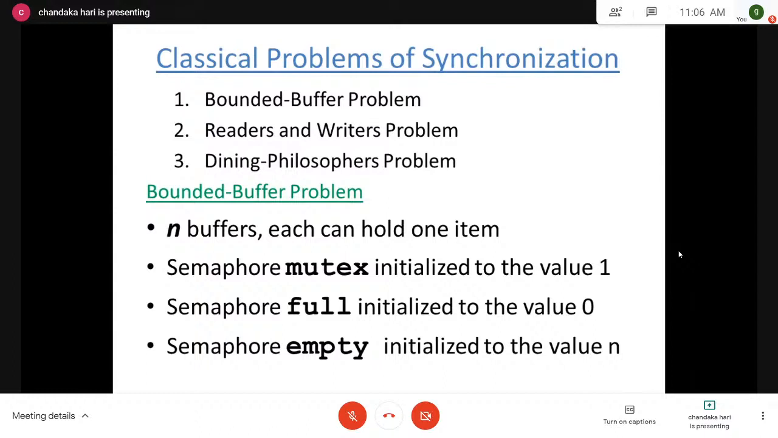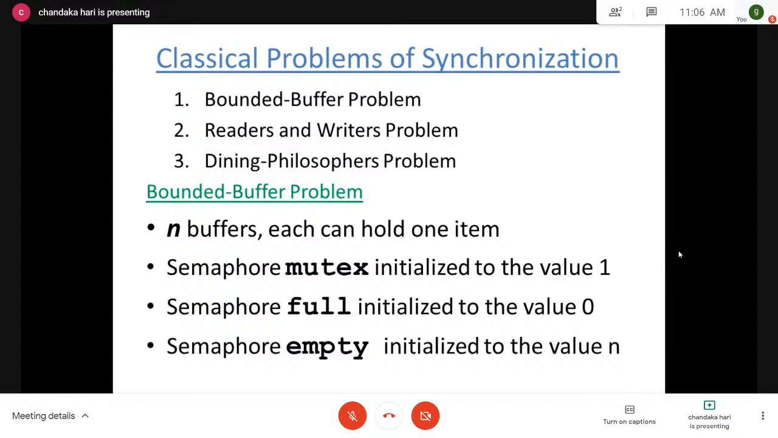That indicates whether the buffer is empty or not, whether a producer is allowed to place any item on the buffer or not. Another semaphore, empty, is initialized to the value of n. That implies your buffer has the capability of holding n items. If the buffer has items, the consumer is allowed to retrieve a particular item from it. Now we'll see how to implement this.